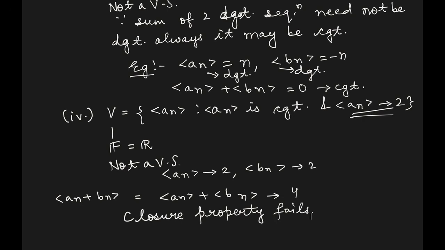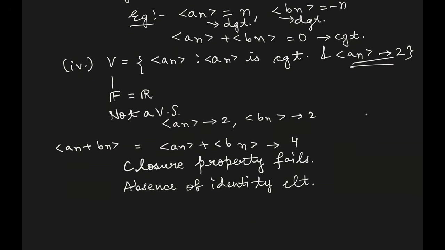Also, identity is not present. Absence of identity element, because here the identity element will be the 0 sequence, but it is mentioned in this vector set V that sequence an converges to 2. So this is not a vector space.